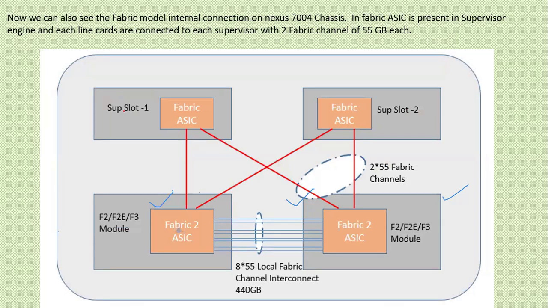Okay, and in the 7004 we don't have the fabric modules, but we also have 2 line cards. We are using the fabric 2 because the 7004 does not support the fabric 1. It only supports, I believe, SUP 1. I need to check the data sheet. So it is inbuilt.